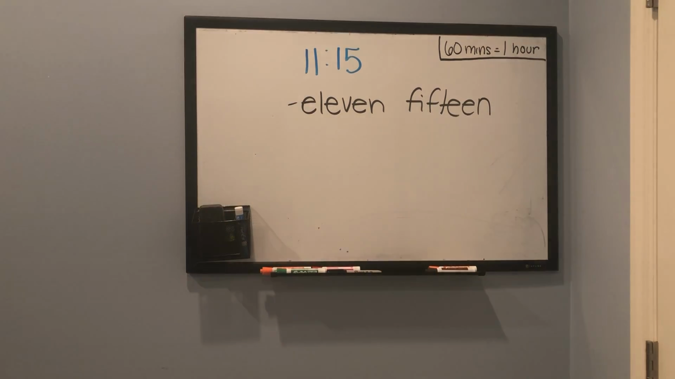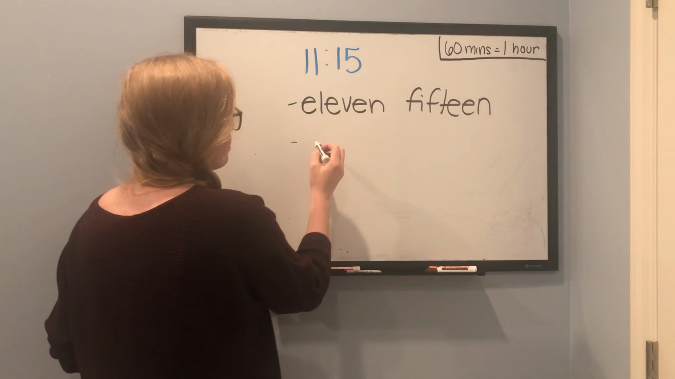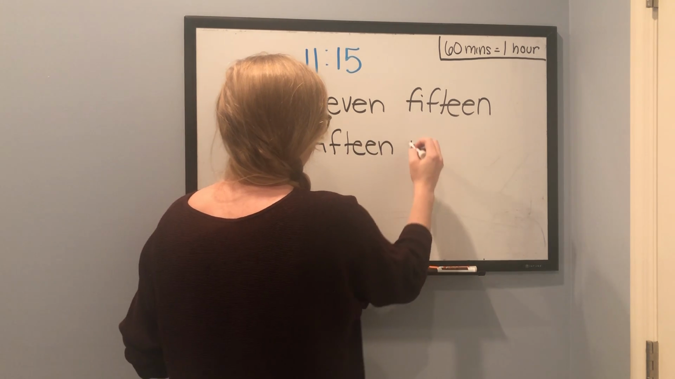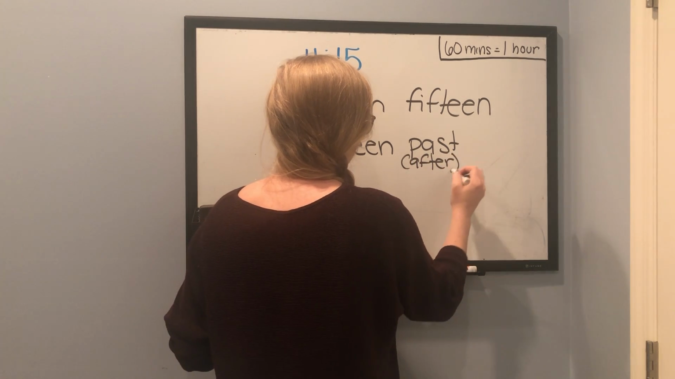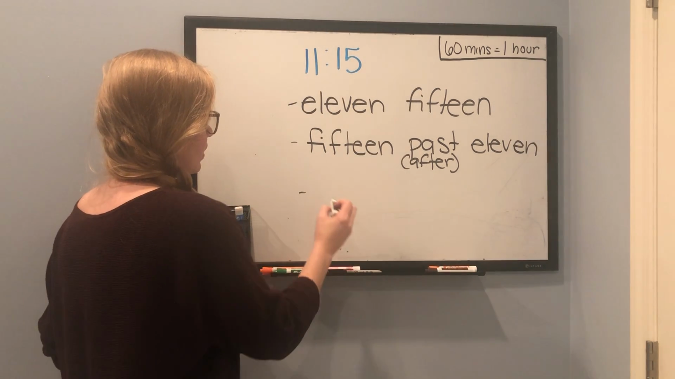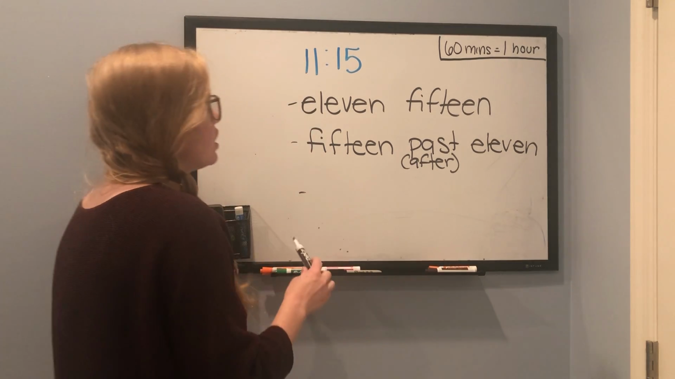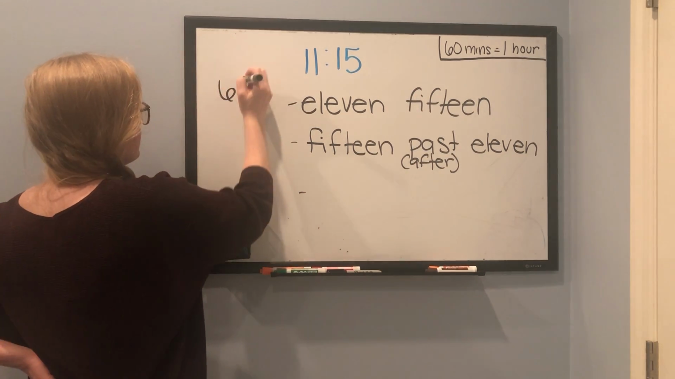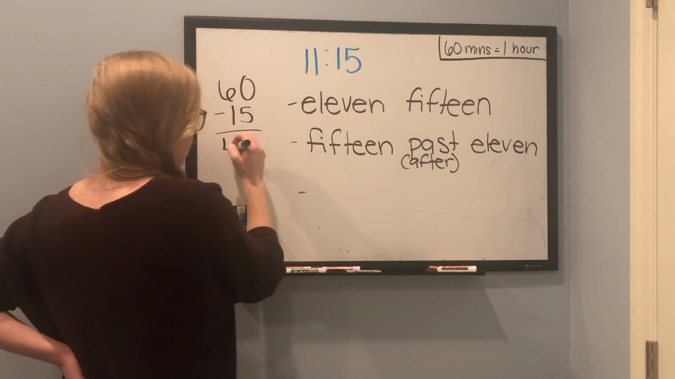Okay, 11:15. And the second way that we're going to say this, the second easiest way, right, would be 15 past or after 11. Okay, and then there's kind of the funky way that maybe we wouldn't hear people say as much. It has to do with there being 60 minutes in 1 hour. So we would have to take 60 minus 15, which is 45.